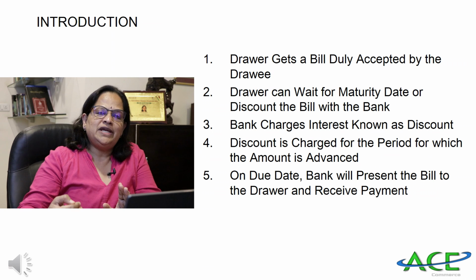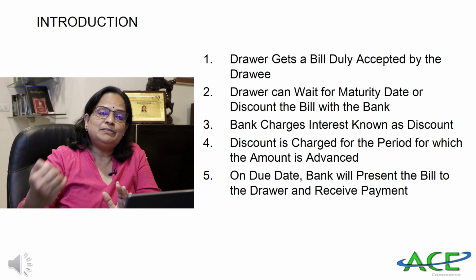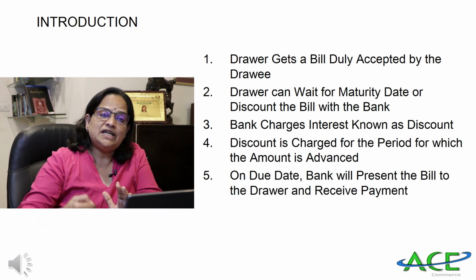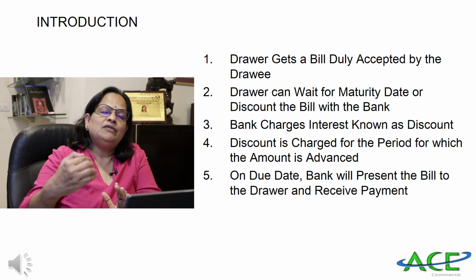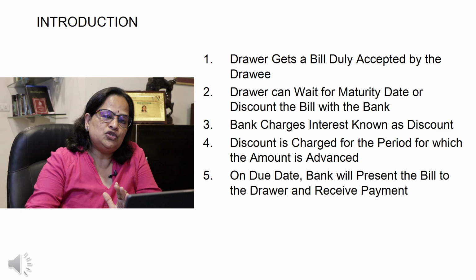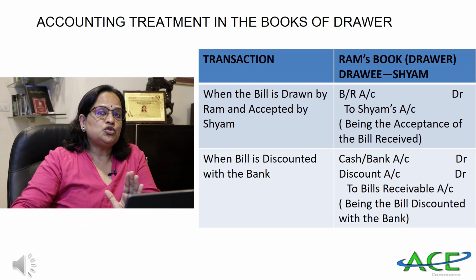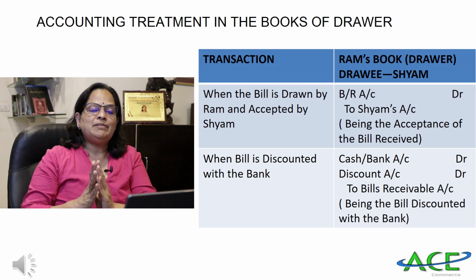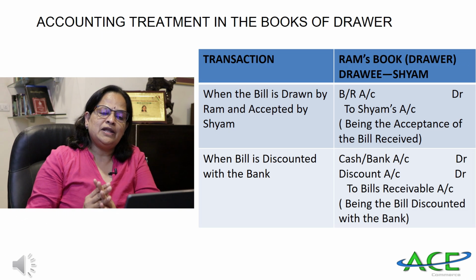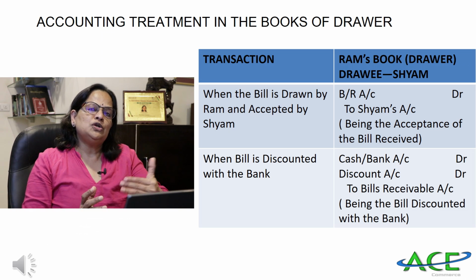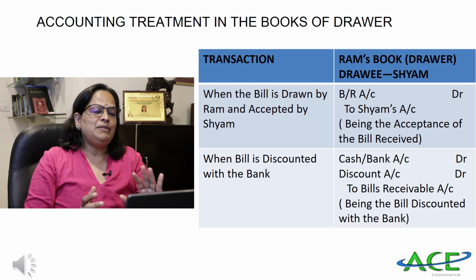And on the due date, now bank has to collect the amount from Sham. So they will send it to the drawee. In our example, drawee is Sham. So then the bank will send the bill to Sham and he will collect the payment. Now accounting treatment in the books of drawer. Drawer in our example is Ram and drawee in our example is Sham. Previous 2 modules also we have explained with the same names.